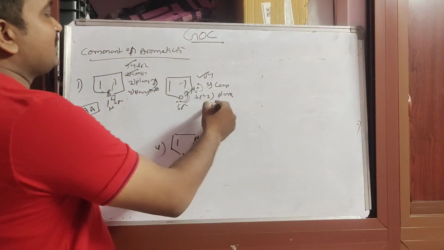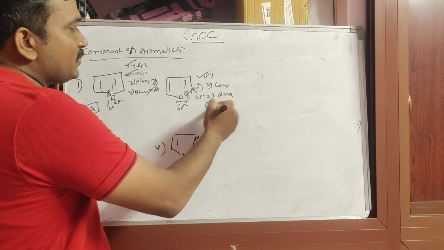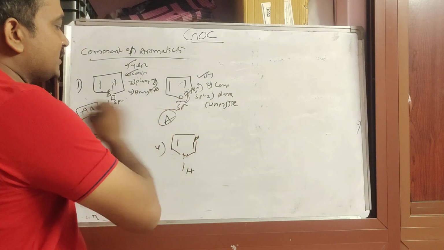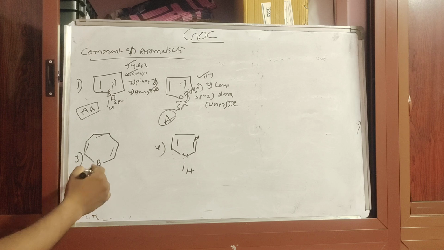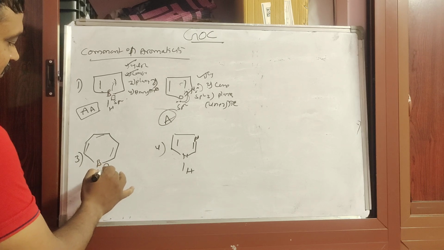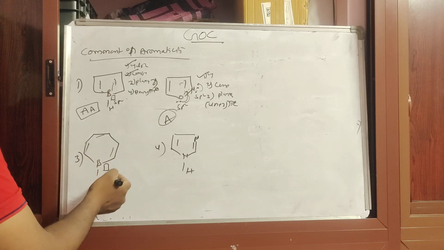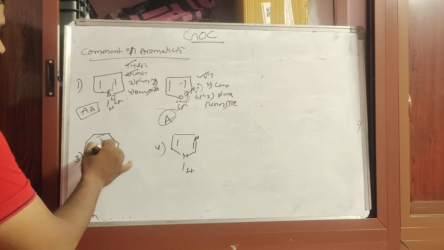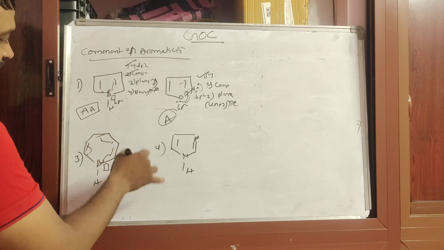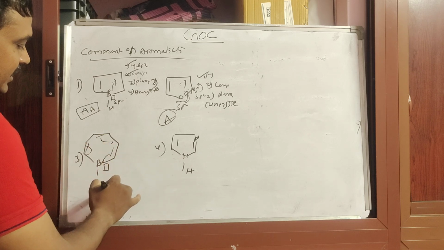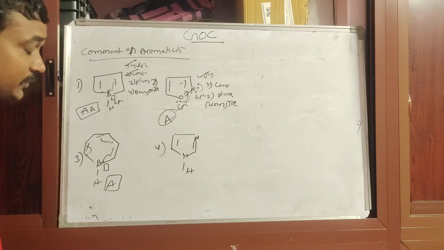That's why this has 6 pi electrons. It follows the 4n plus 2 pi electrons rule. That's why it is aromatic. If you take boron, this is a vacant orbital. Same like that, so it will be involved in the conjugation. 6 pi electrons, all are sp2. That's why this has aromatic character.